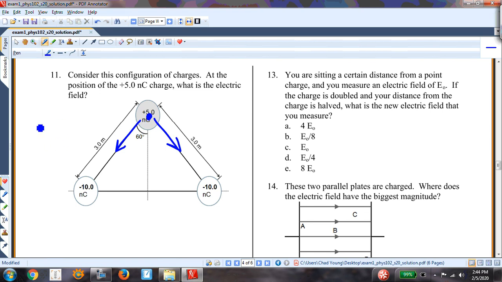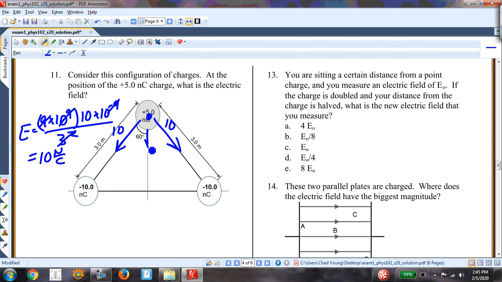Both of these will have a magnitude of 9 times 10 to the 9th, 10 times 10 to the minus 9 divided by 3 squared, of 10 newtons per coulomb. So this is 10, this is 10. Now, if I think about how that vector breaks down, I'm going to have two components that are in this direction, and then two components in this direction. These are going to cancel out because they're equal but opposite.